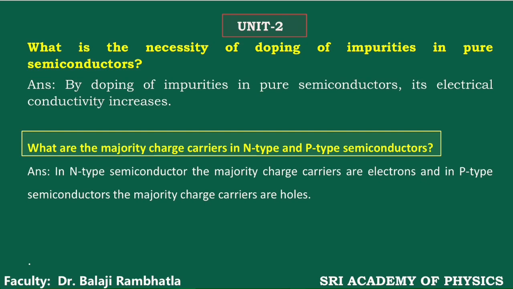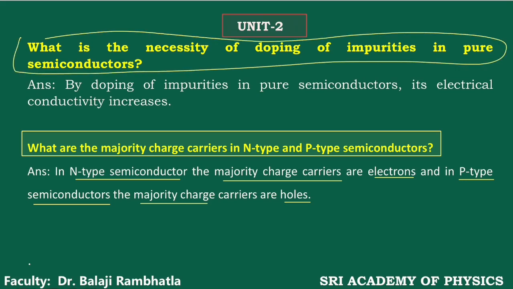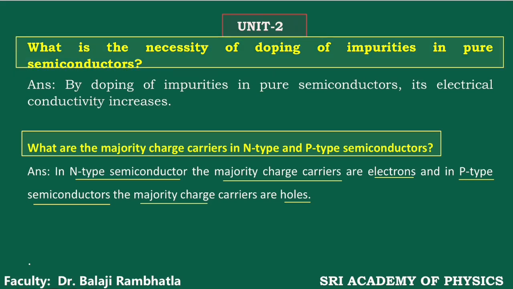In N type semiconductor, the majority charge carriers are electrons. In P type semiconductors, the majority charge carriers are holes. Okay, what is the necessity of doping impurities? Second question, what is the necessity of doping impurities in pure semiconductors?